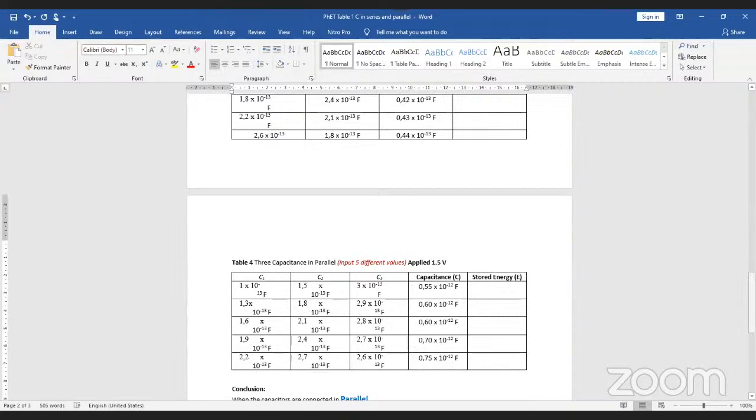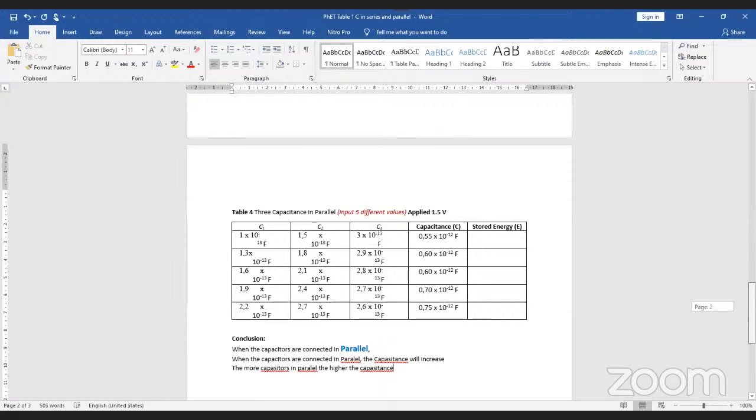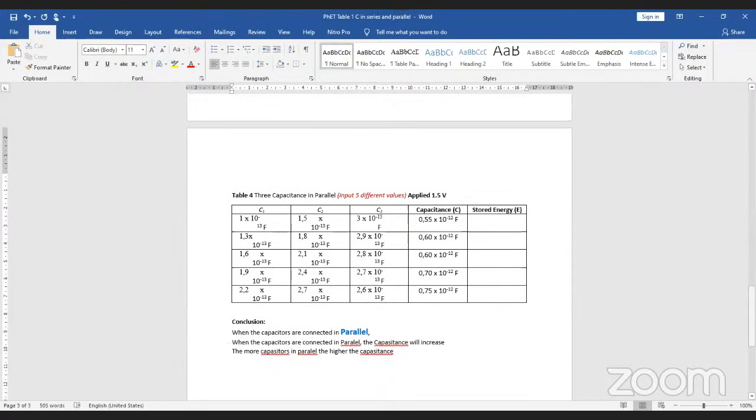Capacitor 1, we got 1 times 10 to the power of minus 13 farad. Capacitor 2, we got 1.5 times 10 to the power of minus 13 farad. And capacitor 3, we got 3 times 10 to the power of minus 13 farad. So the capacitance is 0.55 times 10 to the power of minus 12 farad.